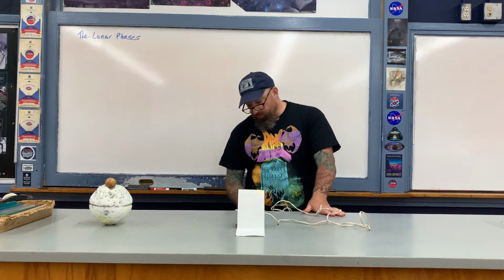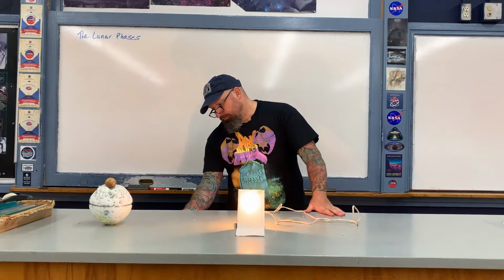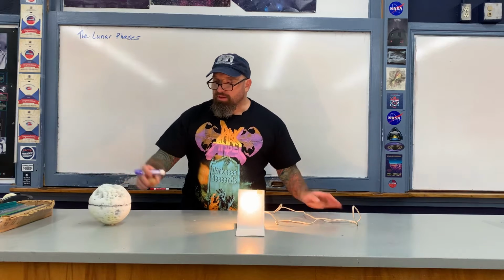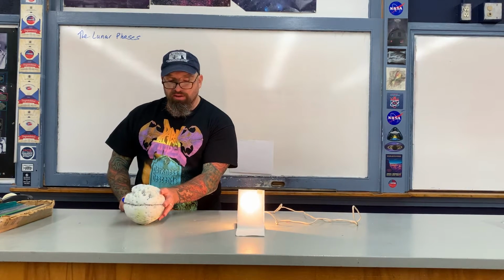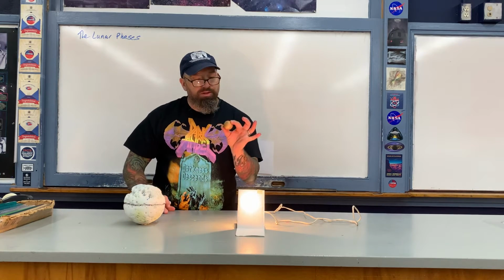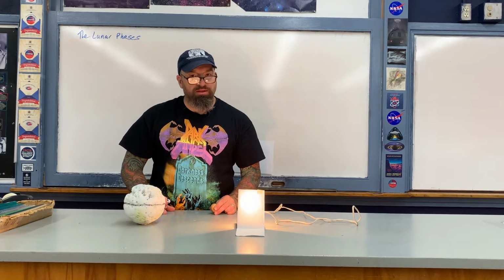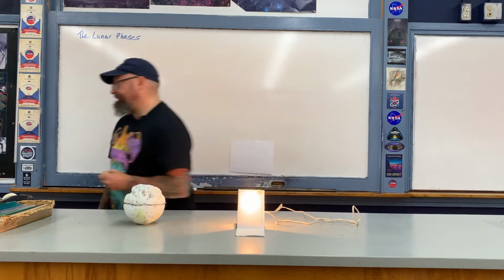I'm going to use this light bulb here to represent the sun. I've blocked it off with some paper to reduce the glare. I'm going to use this large ball here to represent the earth. I'm going to keep it stationary here on the desk like so. And then I'm going to use this small wooden ball here to represent the moon. Let me turn off the lights.